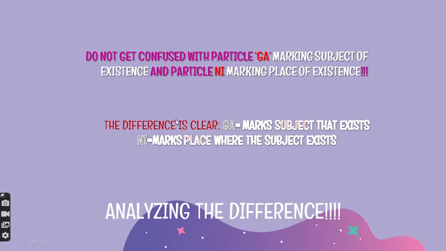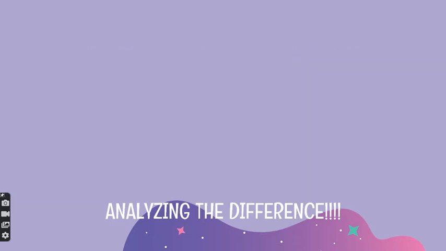Okay. So difference is very clear. Ga will mark the thing that exists. Ni will mark the place where the thing is existing. Okay. You will take some time to remember their functions, but you have to watch this video one more time to just review what we learned so that it becomes very clear to you. Okay. Analyze the difference. Ga marks the subject which is existing. Ni marks the place where the subject is existing. Okay. So ni, place, ga, subject. This is the major difference.